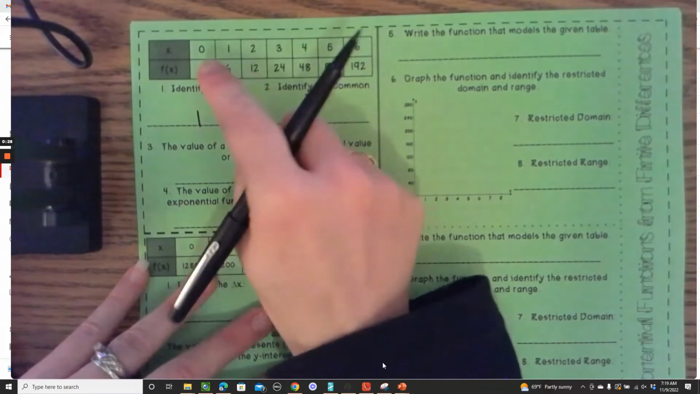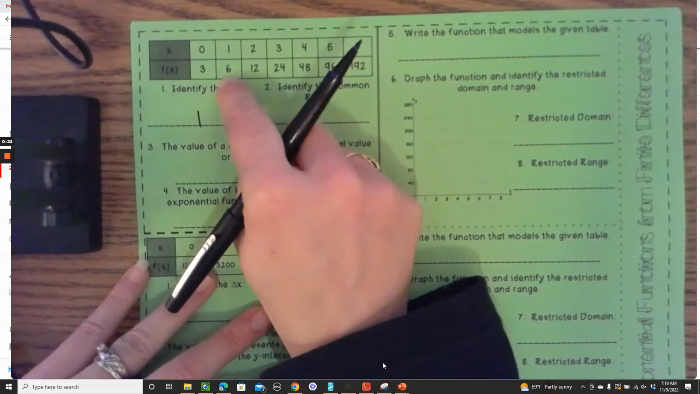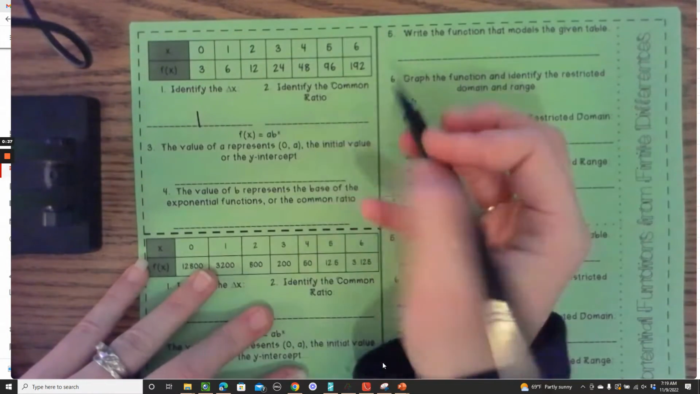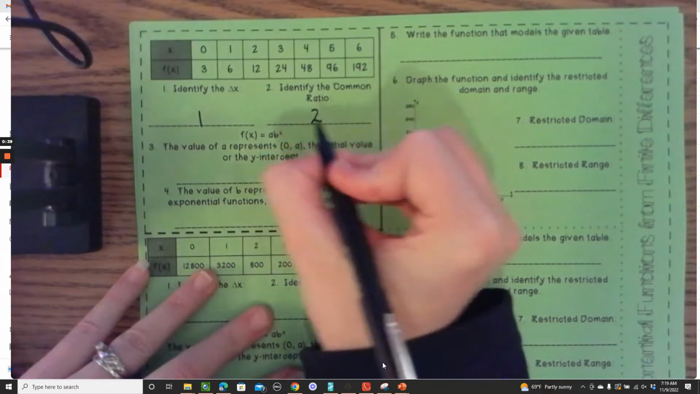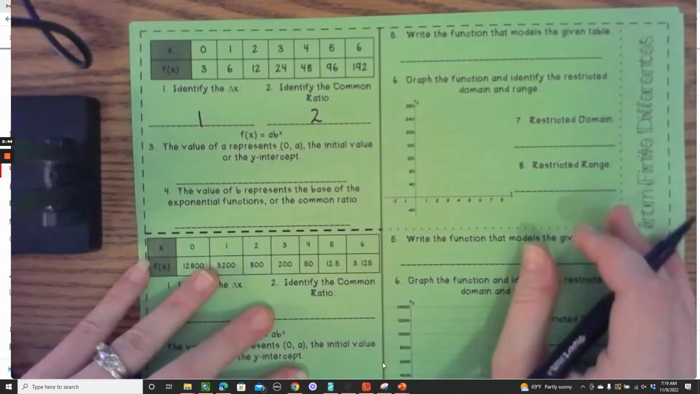Then we're going to find the common ratio. So we work backwards. 6 divided by 3, 12 divided by 6, and keep going. So every time we do that here, the ratio is 2. 3 times 2 is 6. 6 times 2 is 12. 12 times 2 is 24.